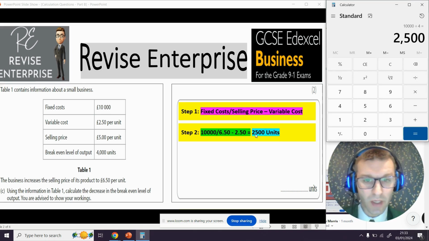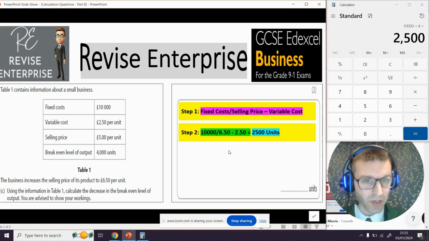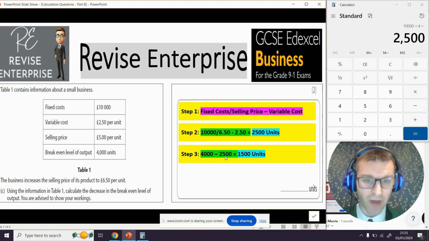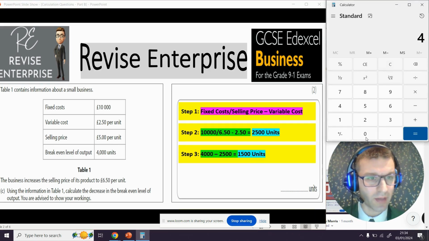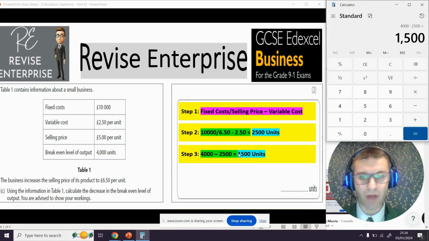Now, in step 3, it wants you to know how much it has dropped by. So how much has the break-even level of output decreased by? Now, originally it was 4,000, of course. And now it has gone down to 2,500 units. So the decrease in the level of units is 1,500 units. And again, you can demonstrate this in your exam. You can follow the steps exactly as I'm doing here. 4,000 minus 2,500 gives you 1,500 units.